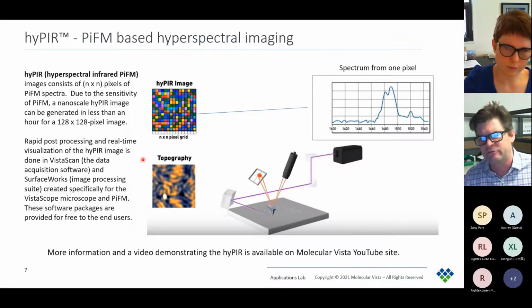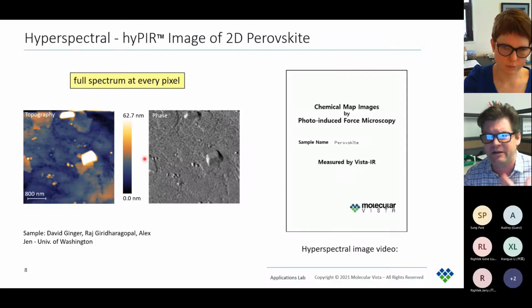Certain laser systems, we can do that easier than others, but in our kind of molecular fingerprint region, we can actually scan the lasers quite fast. And in that region, we can then go through and take a full spectrum at each pixel. So what does that kind of result look like?